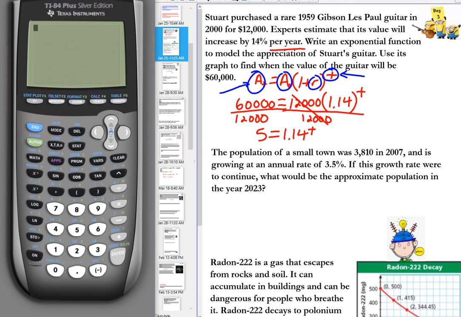Traditionally, those are the only two bases that calculators could do. So we would have to use a property called change of base, which we'll expand on as we go, because the calculators were only programmed to do those two bases. Now, with these newer calculators, you can probably tell it what base you want.